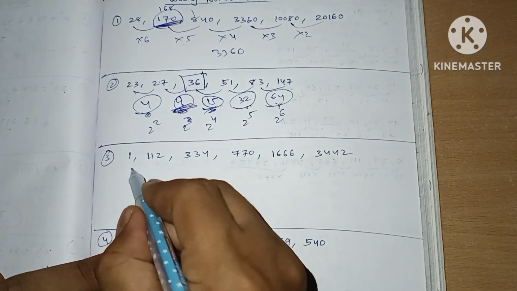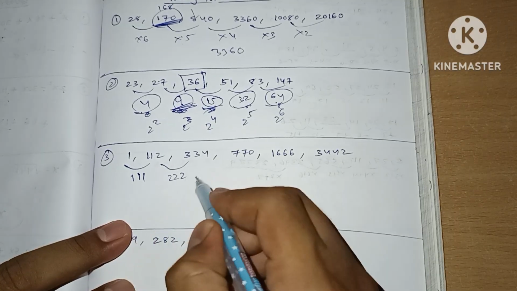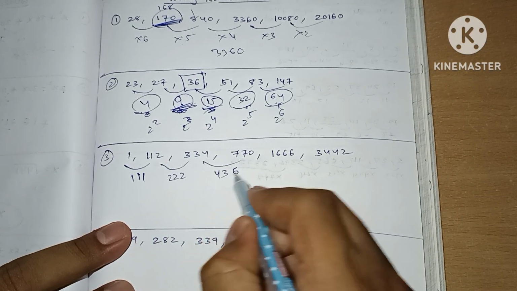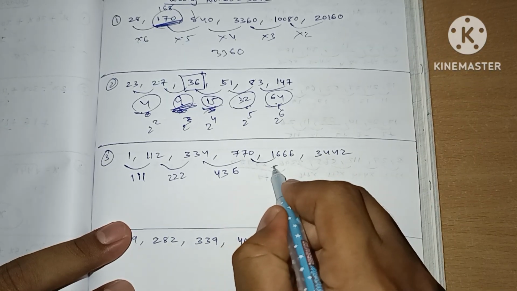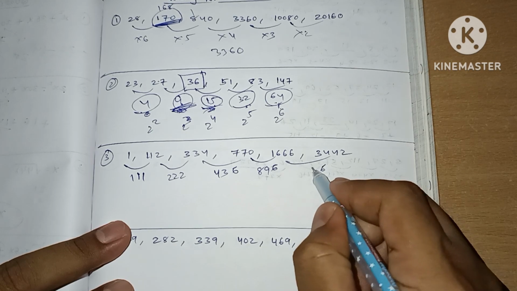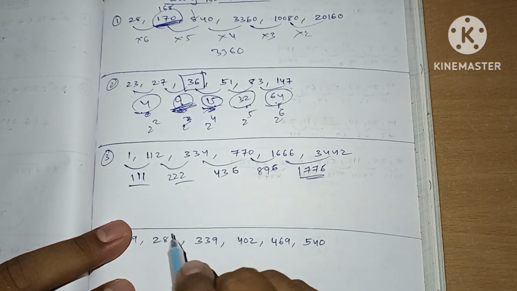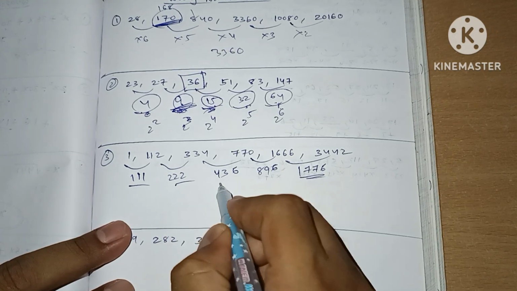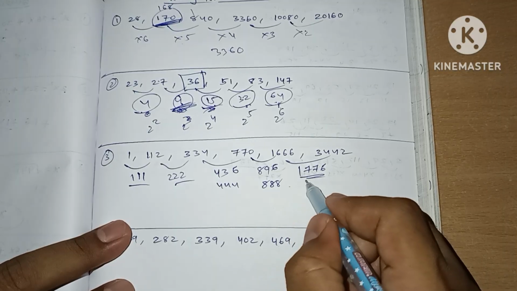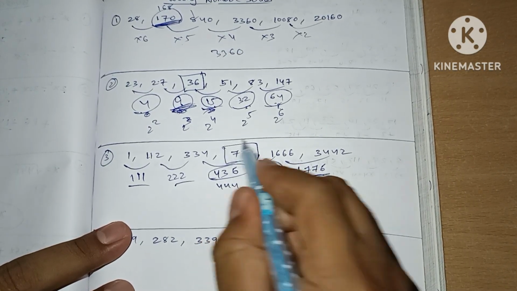Next one. Here the difference is 111. Here the difference is 222. Okay, 222. Here the difference is 634. Here the difference is 698. Here the difference is 6771. I know these numbers. 222 double times will be 444. 444 double times will be 888. 888 double times will be 1776. So these two are wrong numbers. So wrong number is this one.